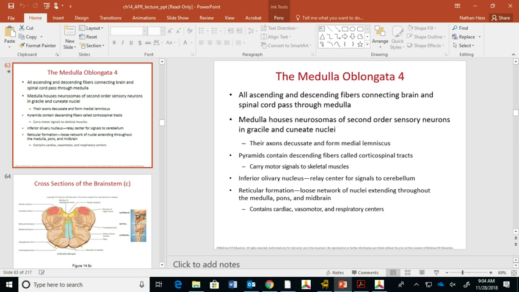There are also things called the reticular formation. The reticular formation is a loose network of nuclei that extends throughout the medulla and the pons and the midbrain. And these contain the centers that control how our heart beats, how our blood vessels respond, like dilating or constricting, and our respiratory centers that keep us breathing. These are like the primary functional pieces to help keep us alive, keep our heartbeat, keep our blood circulating, keep our lungs filling with air.